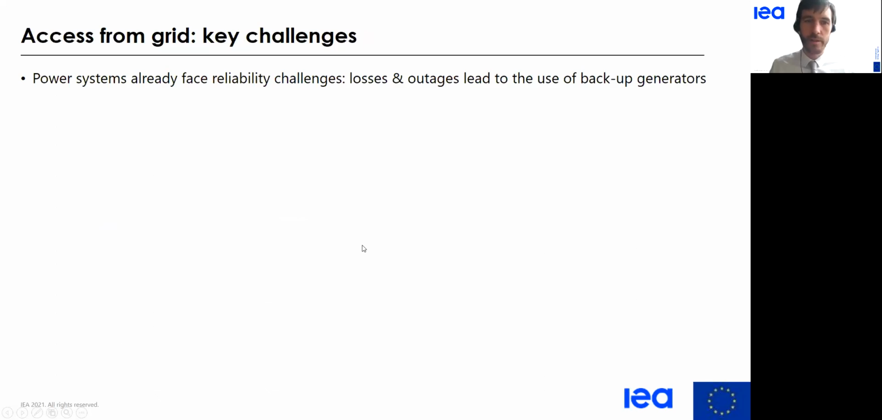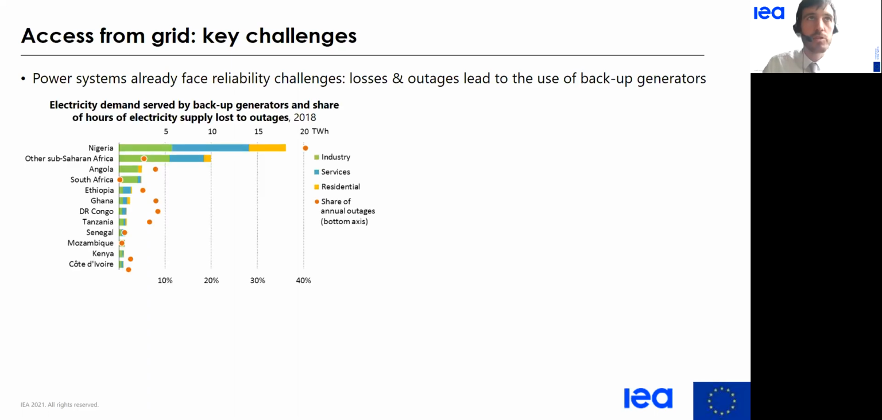Okay, let's quickly discuss different challenges for each solution. When we look at the grid, as we know, this has been the traditional way of giving electricity access to population. It enables a high level of services with very important voltage and level of electricity service. But there are some challenges related to reliability and related to losses. I'm showing here two analyses on the share of population relying on backup generators because the grid is not reliable enough, and because there are many hours of electricity supply which are lost due to outages.